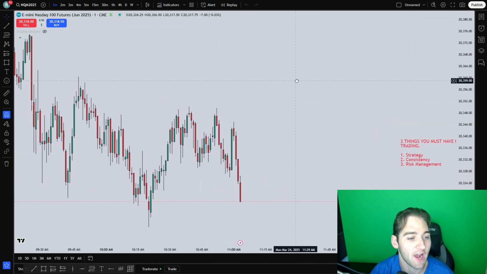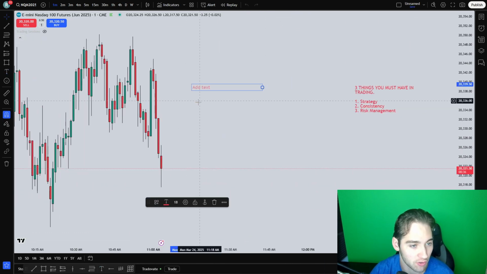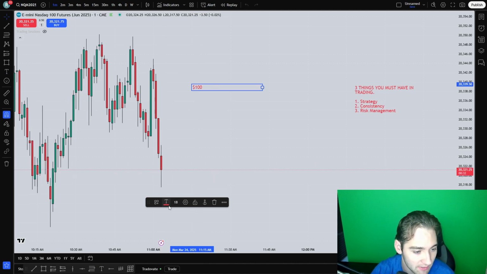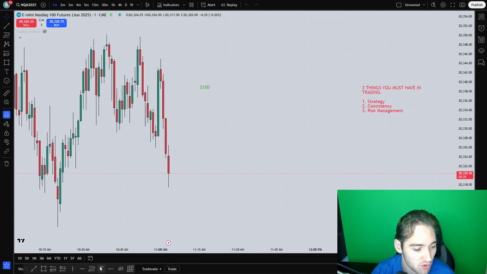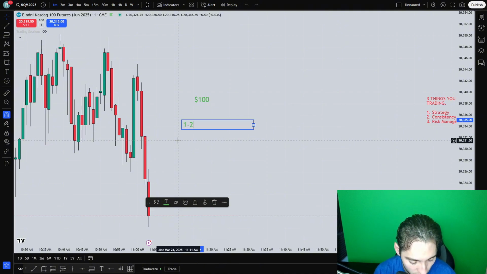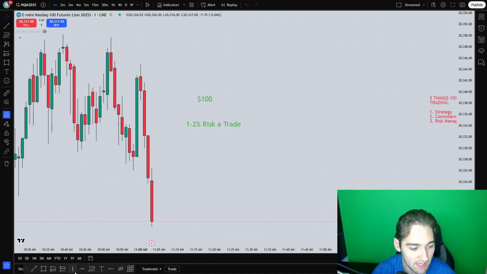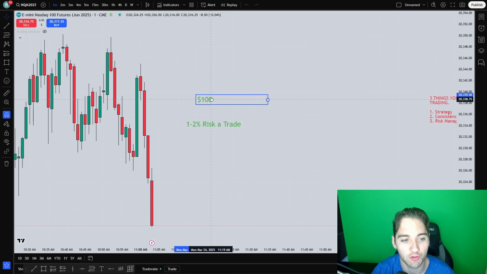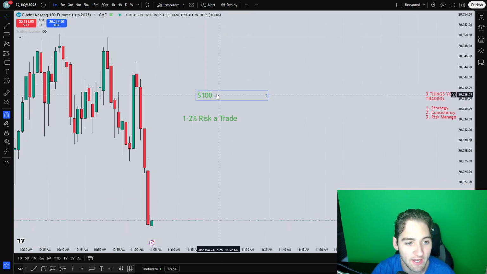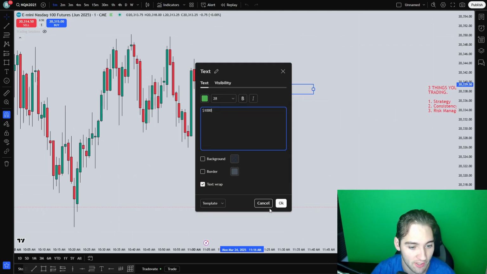So when they have an account balance worth $100, let's type in $100. You have an account worth $100. How much do you need to risk a trade? 1 to 2% a trade. So what is that? Well, you can only risk $2 per trade of your $100 account balance.